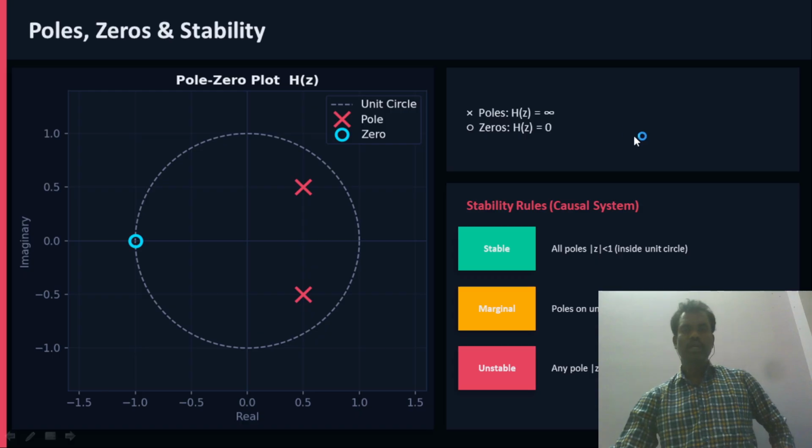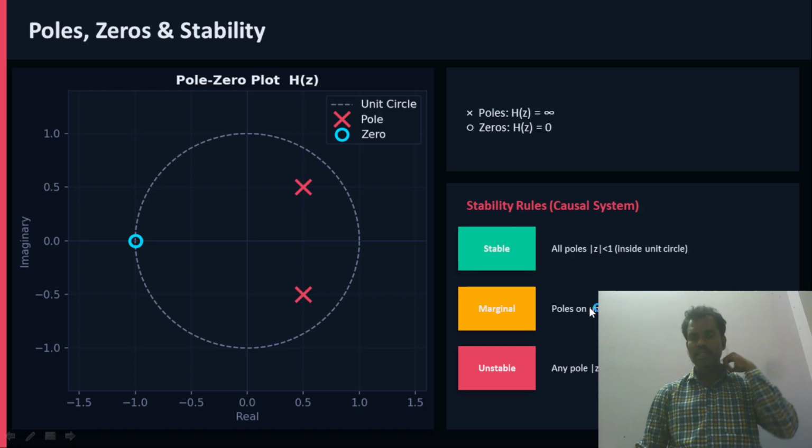As I told, if all the poles lie within the unit circle, it is a stable system. These are outside poles, these are inside poles, and some poles are on the circle, which is marginally stable. If it is completely outside the unit circle, then it is unstable.